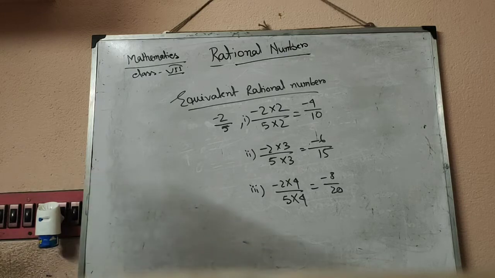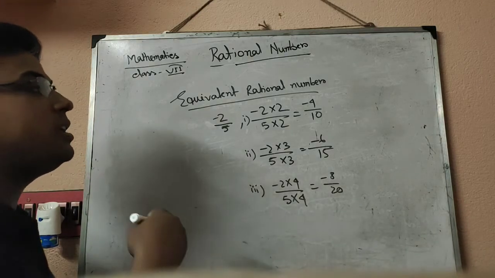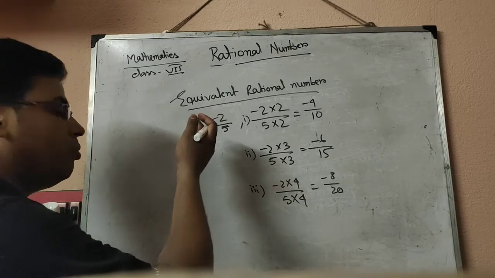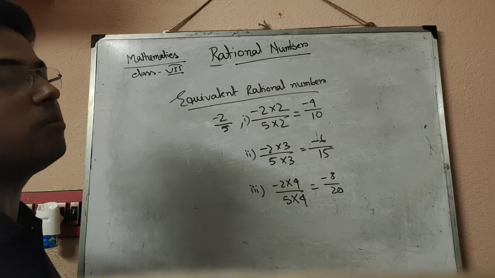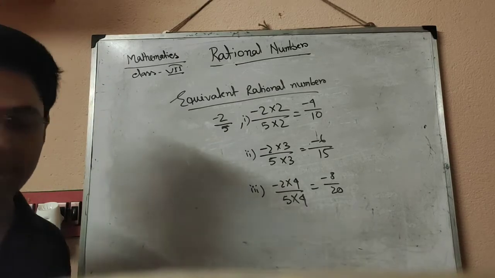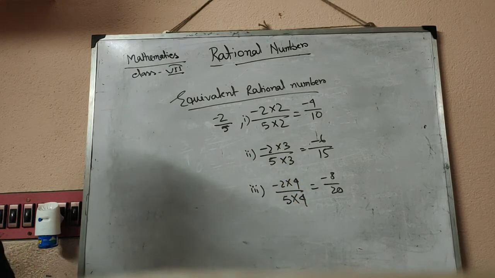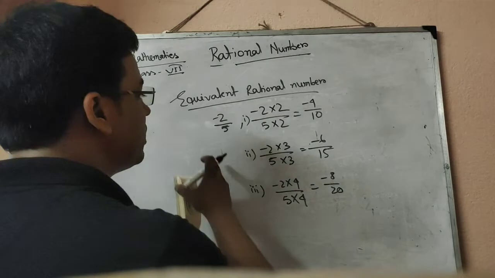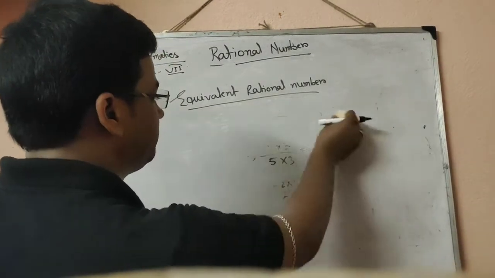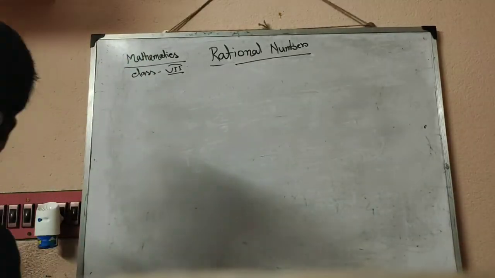That means to make equivalent rational numbers, the numerator and denominator will be multiplied by the same number. Here 2 and 2 are multiplied, here 3 and 3 are multiplied, here 4 and 4 are multiplied. These are equivalent rational numbers of minus 2 by 5. Clear?